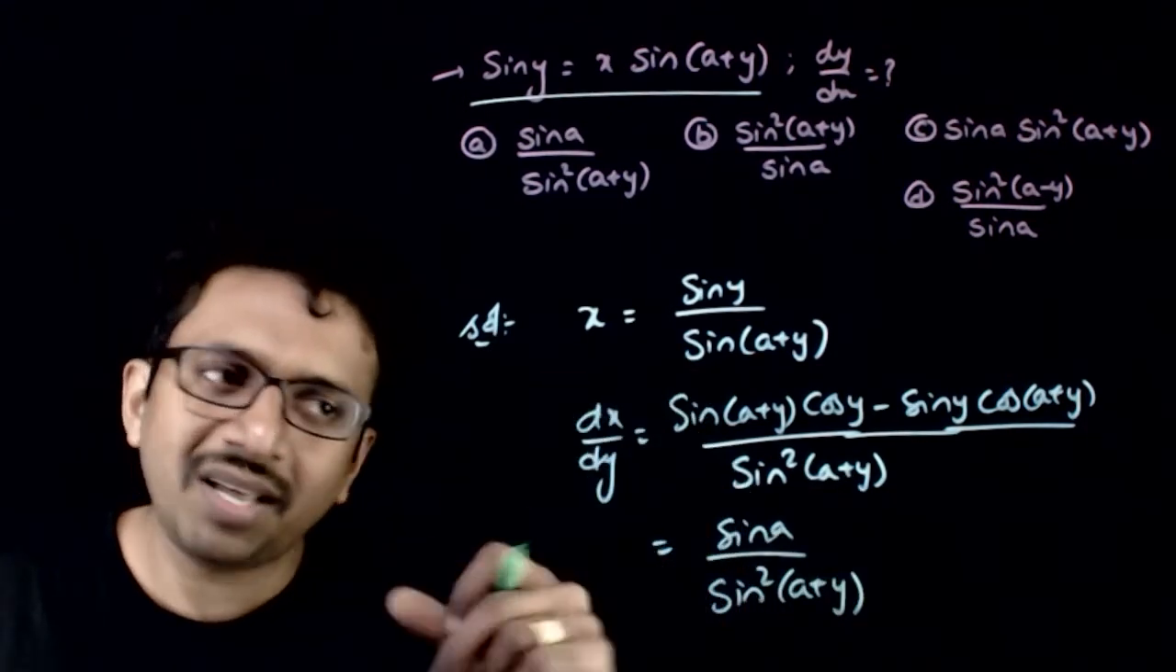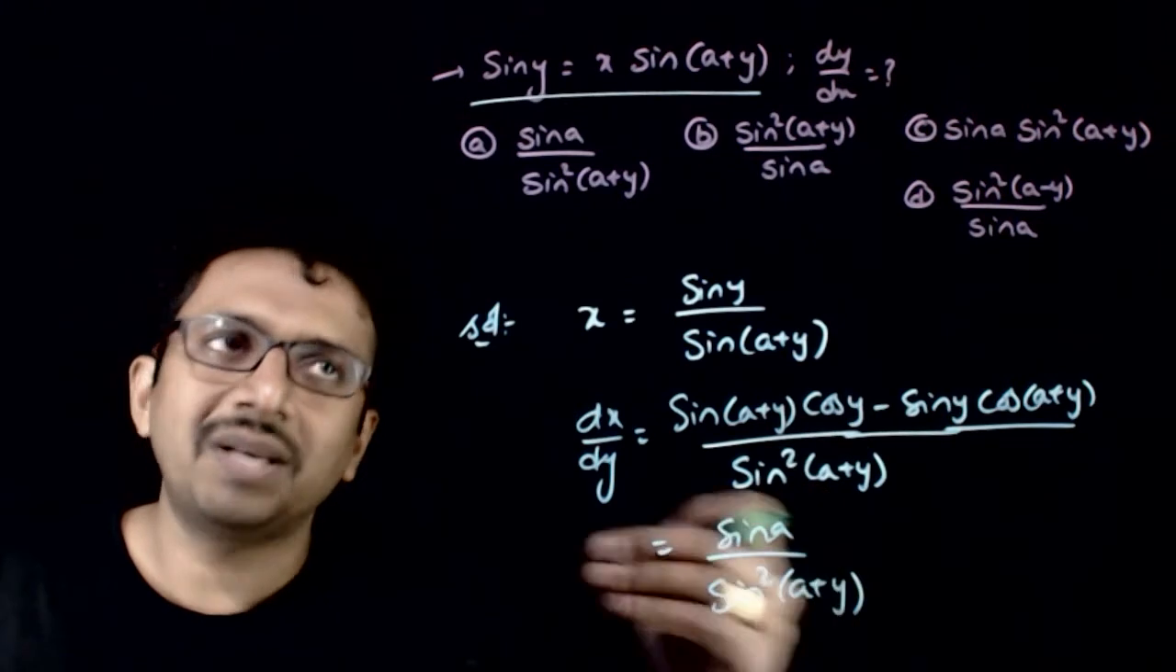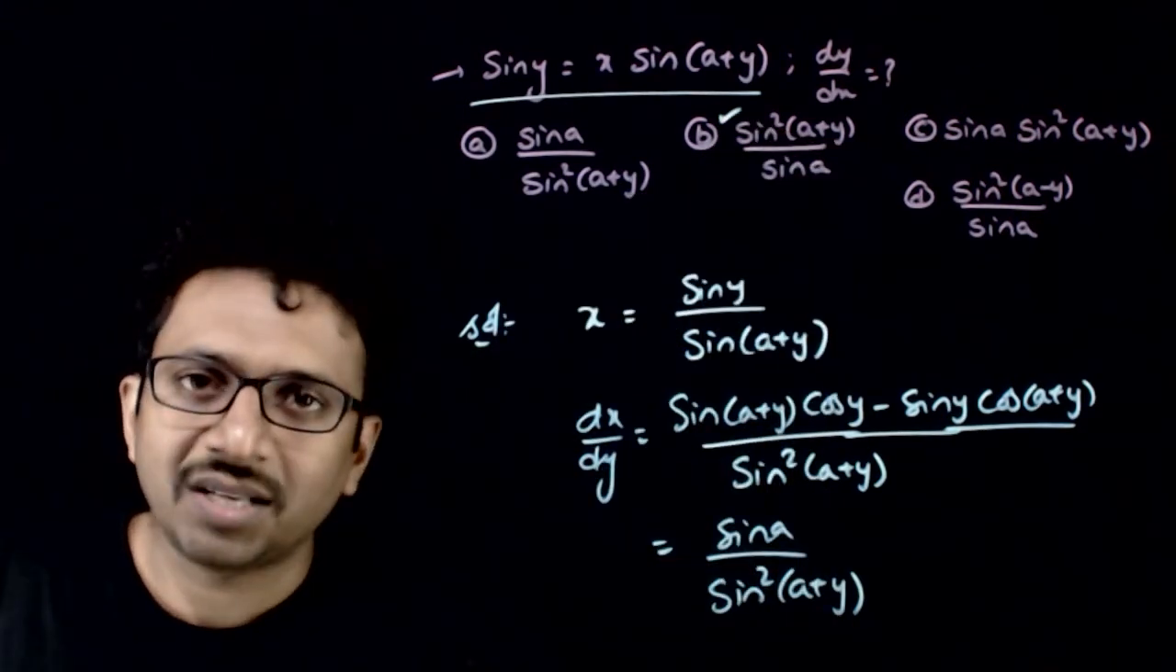So what is dy by dx? Sin²(a + y) by sin a. So option B is the right answer to this question.